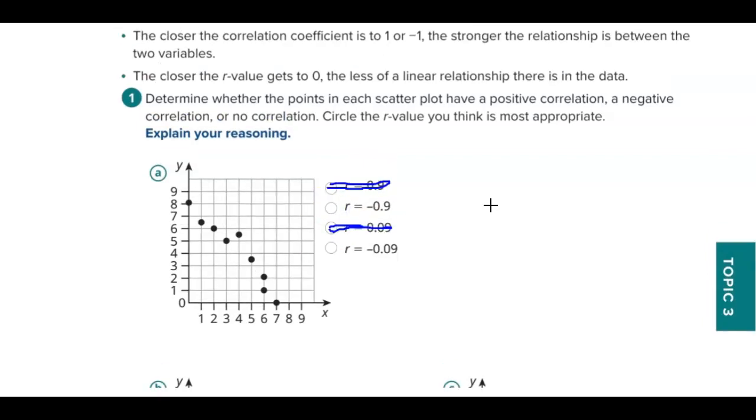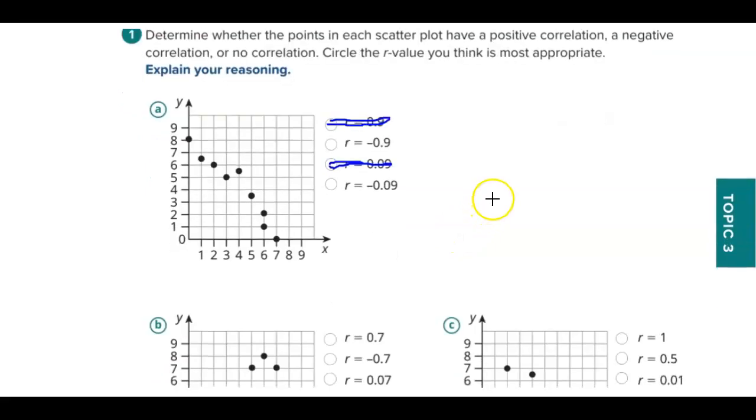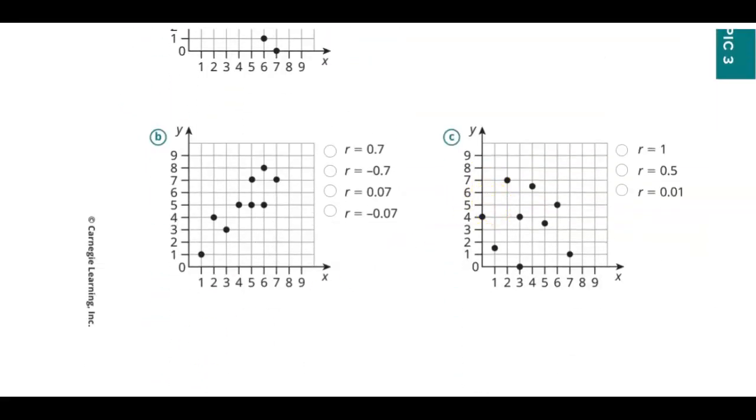Next, decide how much the plotted points look like a line. If the points strongly resemble a line, the R value will be close to either 1 or -1. If the points don't look like a line at all, the R value will be close to 0, and many R values will be somewhere in between. Go through this process for graphs B and C too.